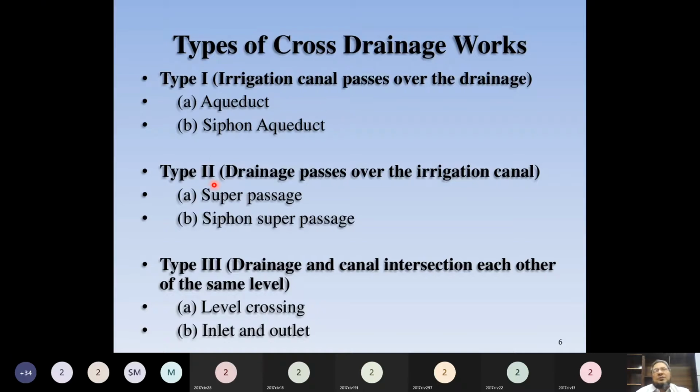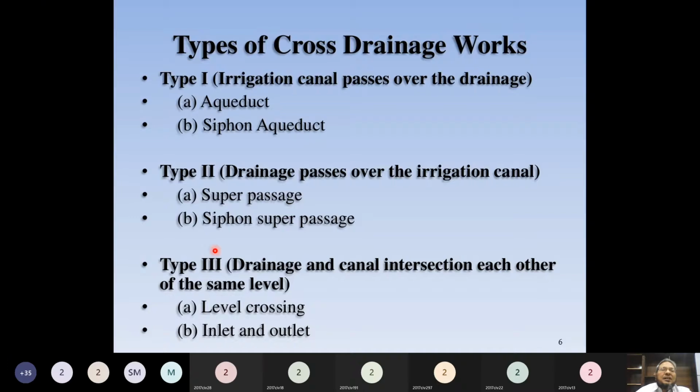Whereas in case of type 2 cross drainage structures, the canal is crossing the drainage below the drainage. And in type 3, the canal is crossing the drainage or the river in such a way that their levels are more or less the same, and their waters are intermixed, and that is called type 3 cross drainage works. Is it clear? Yes, sir.